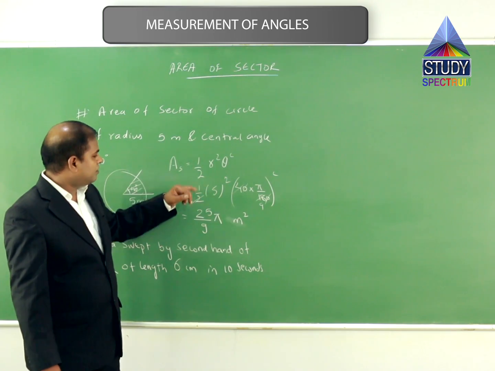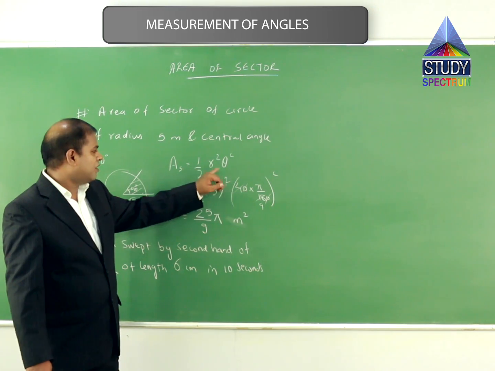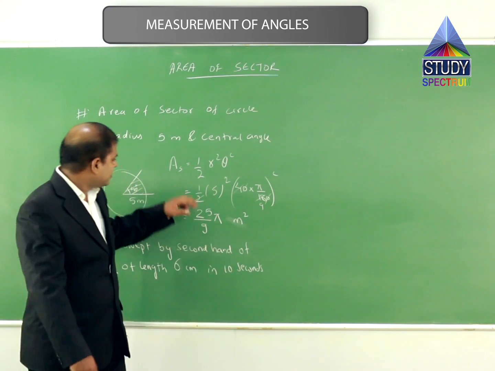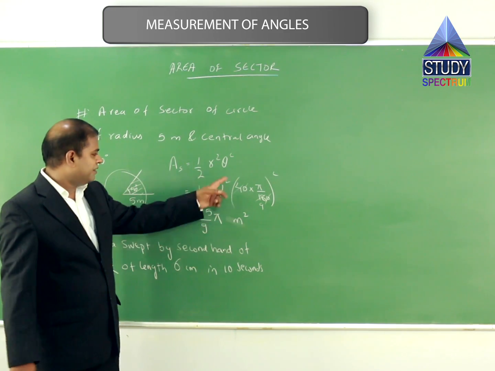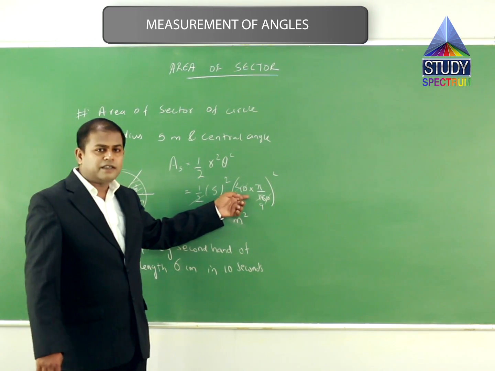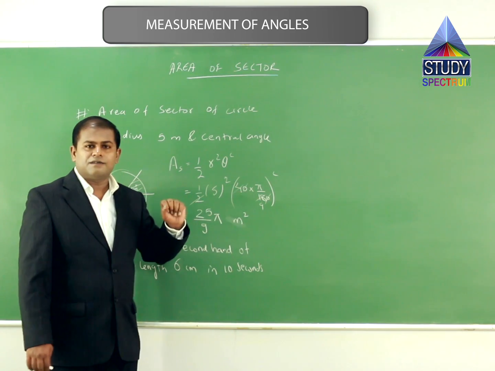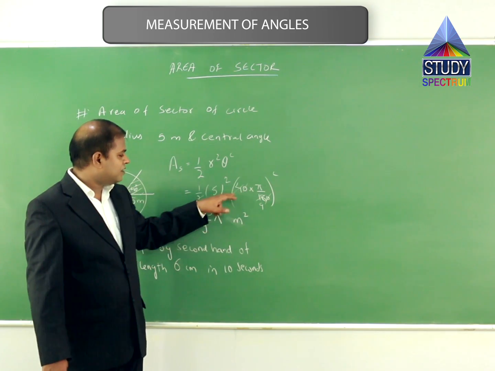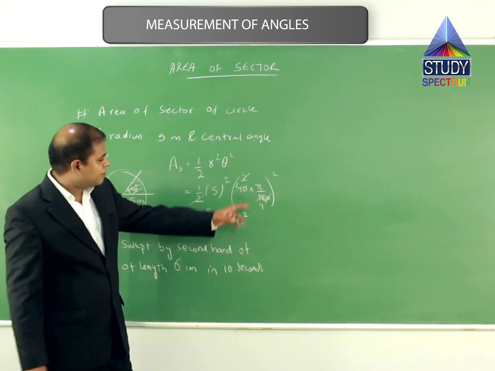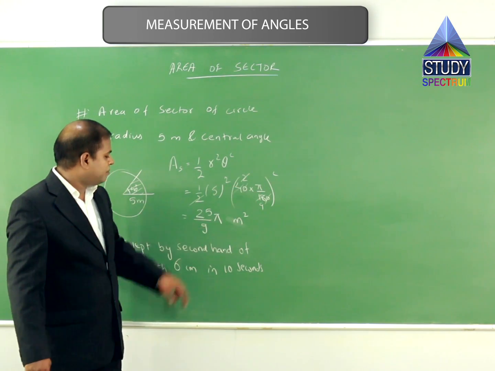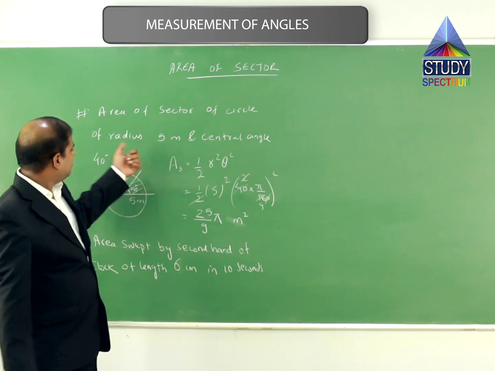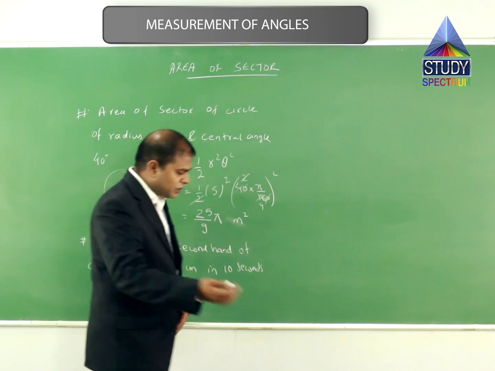Let's see how we got this result. Area of sector is given by the formula half r square theta. R is radius, theta is the measure of the central angle in radians. So half, radius is 5 square, theta is 40 degrees, but we want theta in radians, so multiply it with pi by 180. 0 gets cancelled, cancel it by 2. This is 2, cancel it by this. Answer is 9. 5 square is 25, 25 pi by 9 meter square. So that's your area of the sector of a circle of radius 5 meter and central angle 40 degrees.